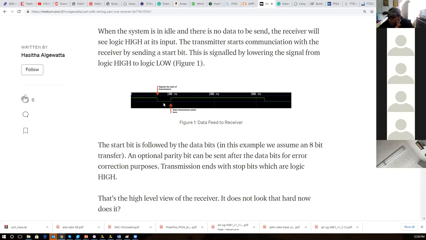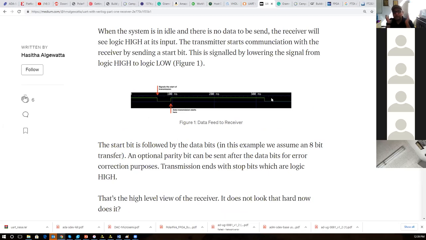Then you're going to go down for how much time? It depends on your baud rate. And once you go down, automatically the FTDI will consider whatever is sent after this down to be data. Then you will keep feeding data, feeding data, until you go down, and then you go up one more time. That means I'm not going to send anymore.